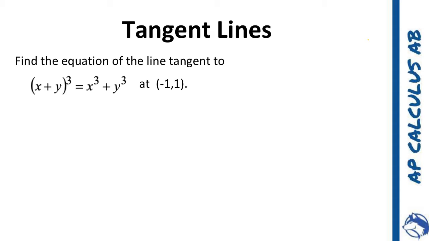So now you're going to be asked to take the derivative and find the line that is tangent to it. So what we need is the slope. So that's why we're taking the derivative. And they give us the point, which is really nice. So we just go ahead and start taking the derivative again.